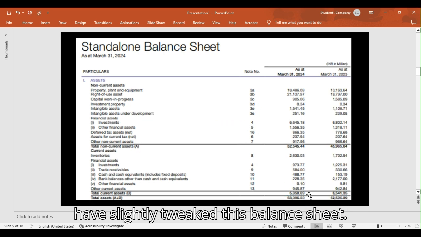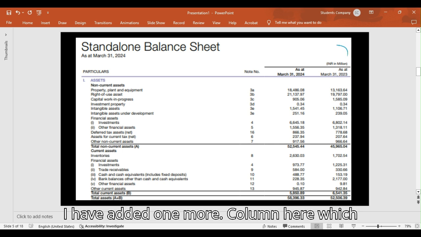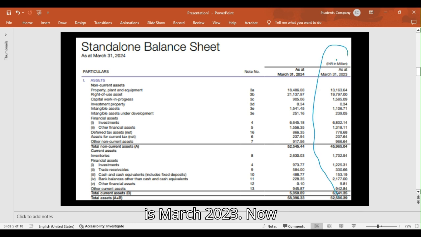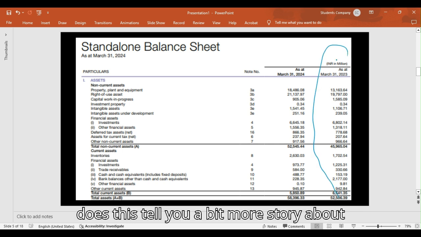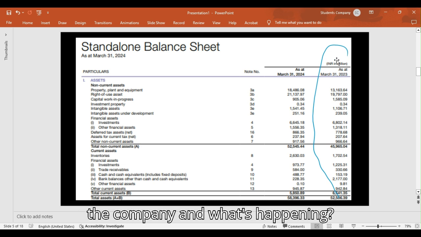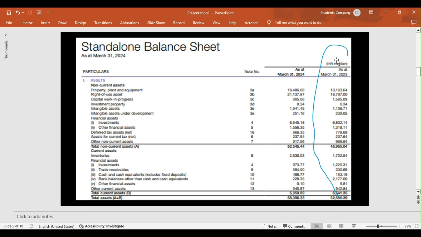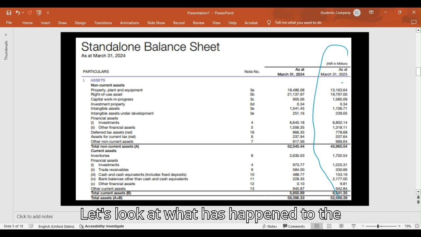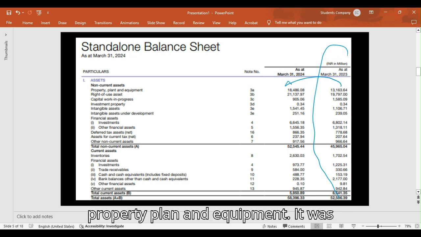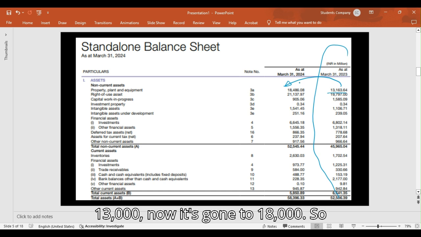Now I have slightly tweaked this balance sheet. I have added one more column here, which is March 2023. Now, does this tell you a bit more story about the company and what's happening? Let's look at what has happened to the property, plant, and equipment. It was 13,000. Now it's gone to 18,000.